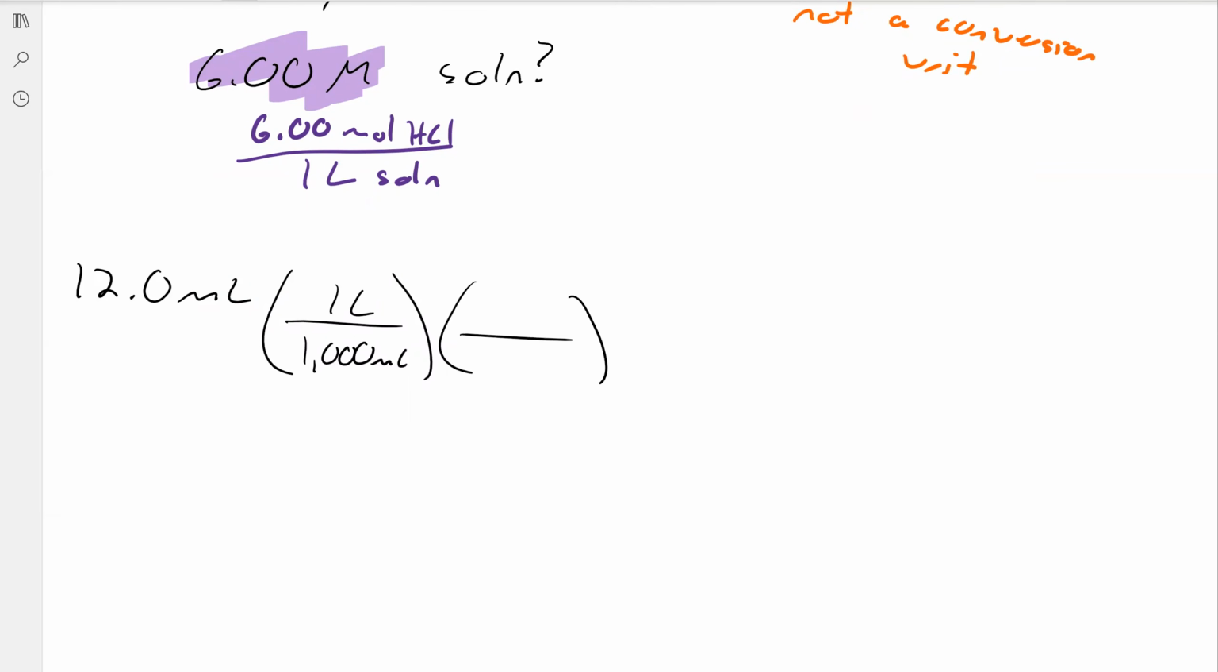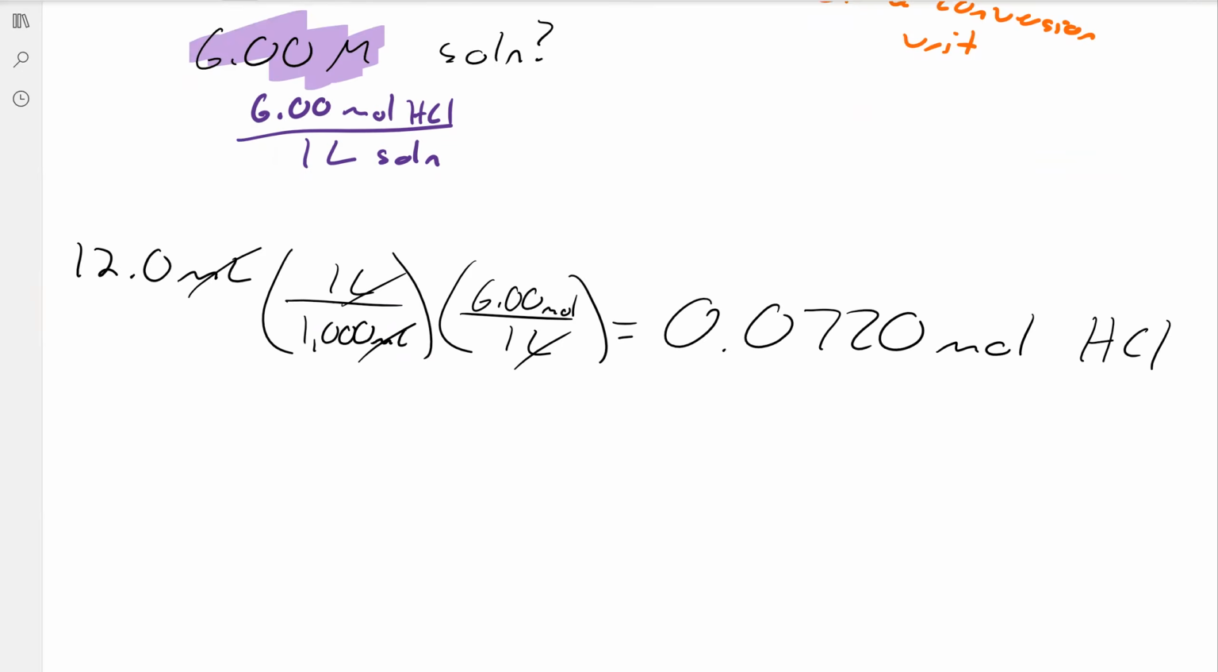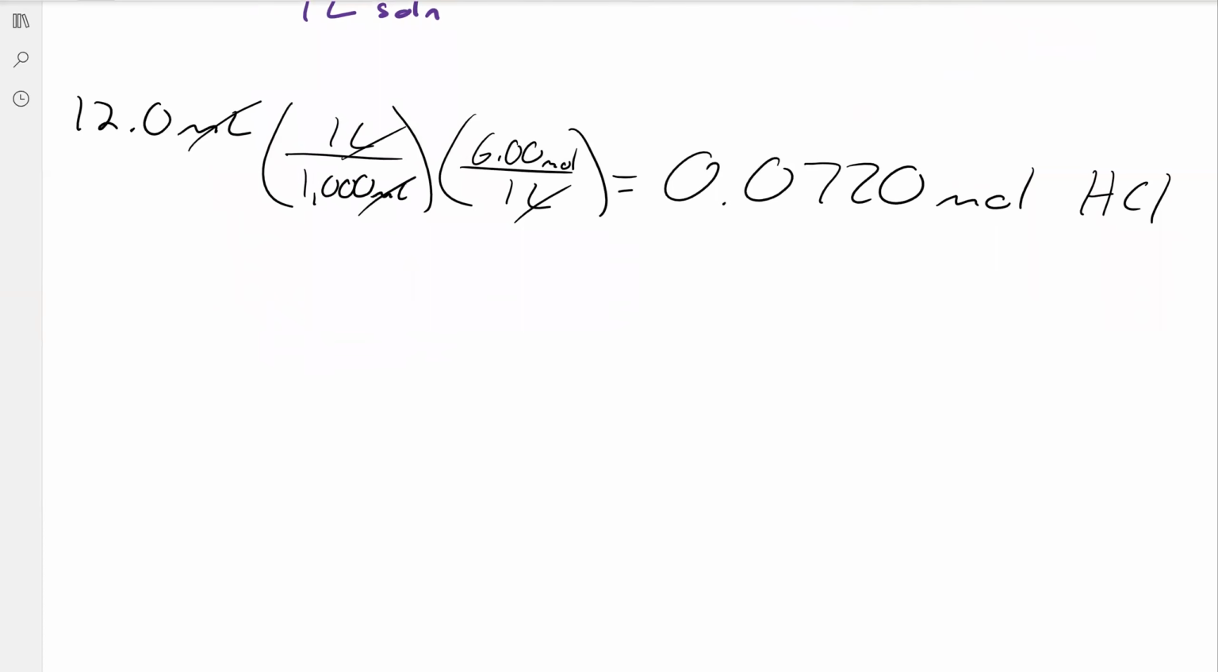And then after I'm in liters, then I can use my concentration, right? mL and mL cancel out. Then I use 6.00 moles over 1 liter. Liters and liters cancel out. You're left at 0.0720 moles of HCl, right? Relatively simple answer. You can ask other questions as well.